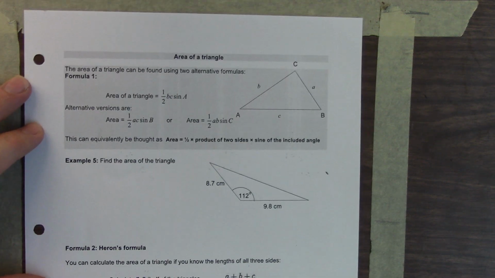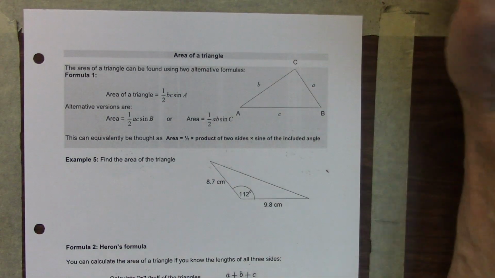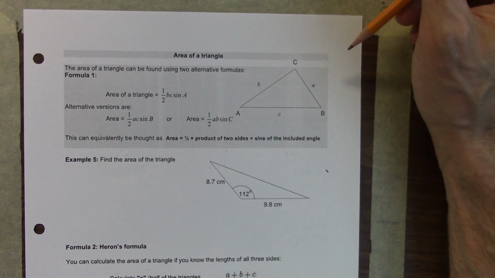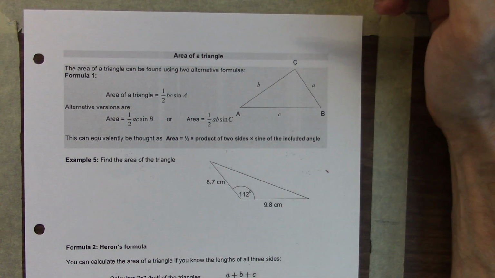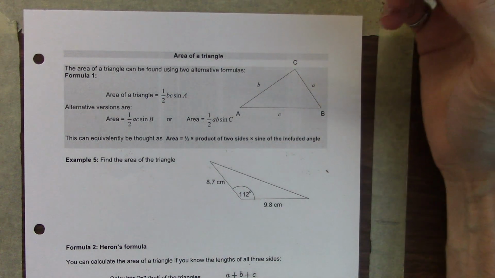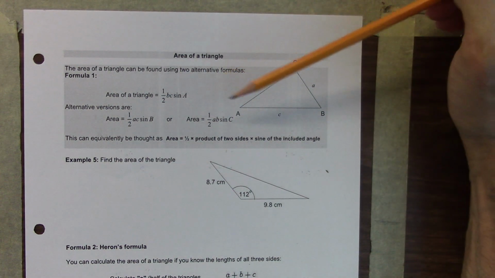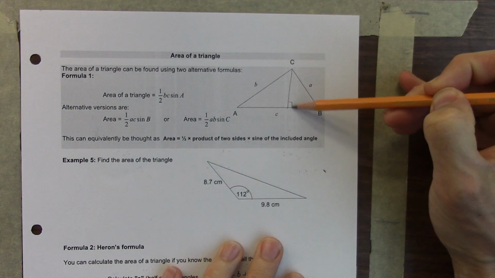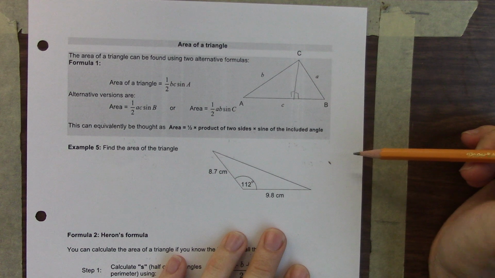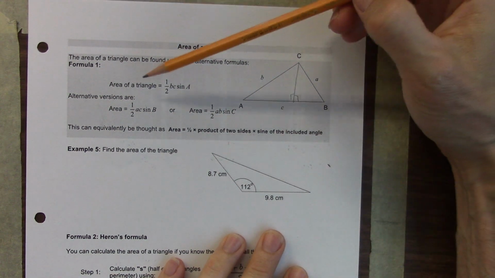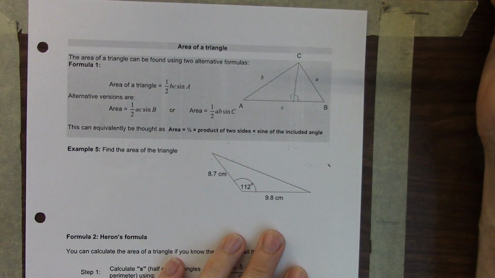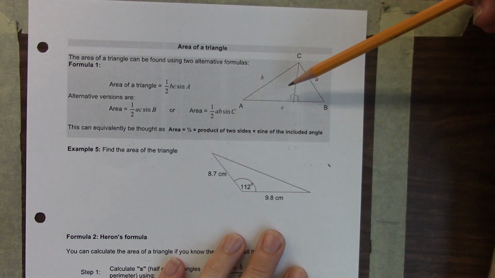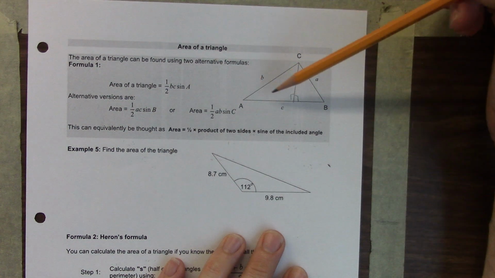Alright, area of a triangle. We know the formula for area of a triangle is 1/2 base times height. But now we know a bunch of different tools, right? To figure out side length in triangles, especially if we're dealing with right angles. So if we draw a right angle in here, we can develop a different formula for area of a triangle. We can say that the area of a triangle is 1/2 bc times sine A.